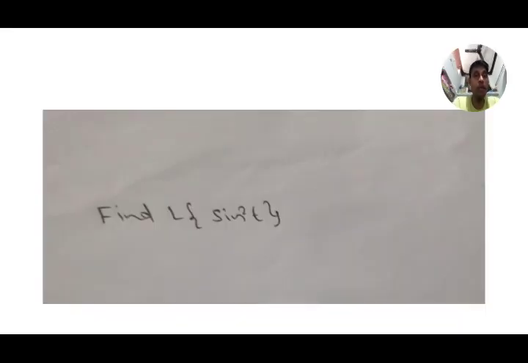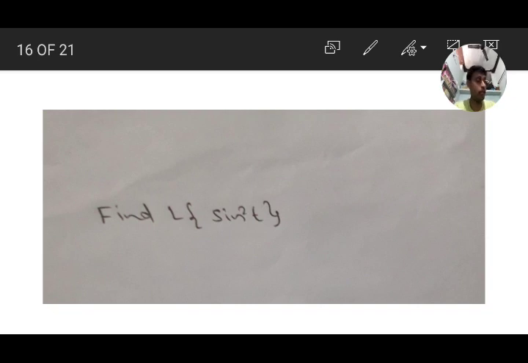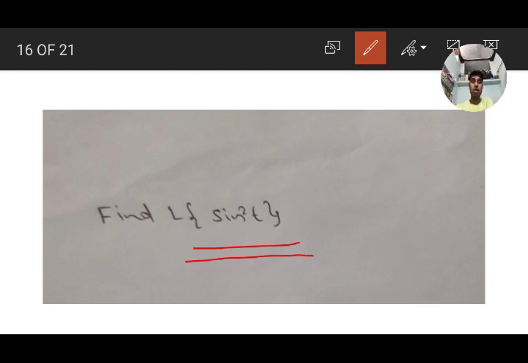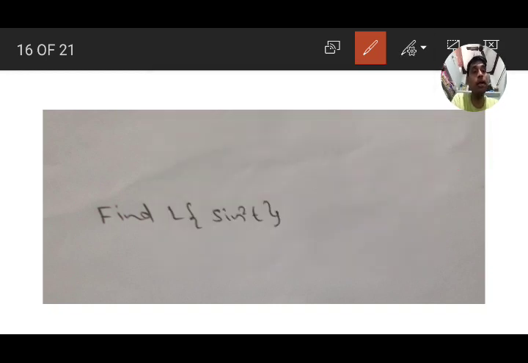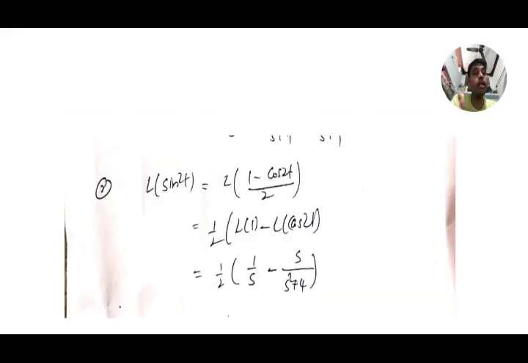We will move to the next problem. Find L of sin square t. L of sin square t means here also we don't have the formula for sin square t. So first of all we have to simplify this sin square t using a trigonometric identity. We have the formula for sin square theta is 1 minus cos 2 theta by 2, where theta equal to t. So by simply applying this formula and then the linearity property we get.